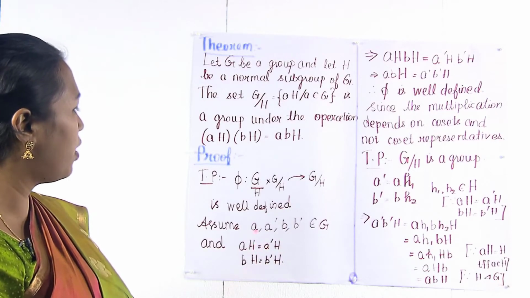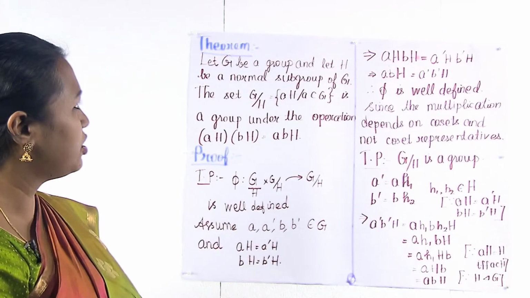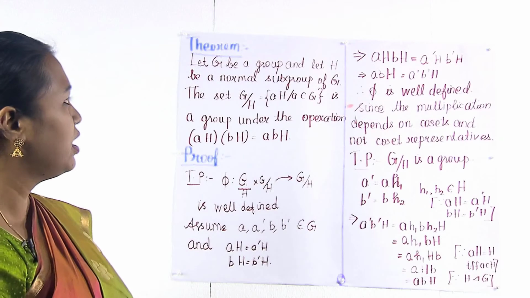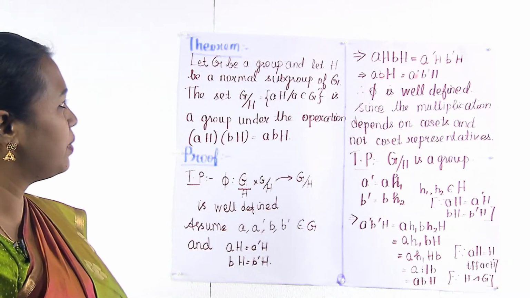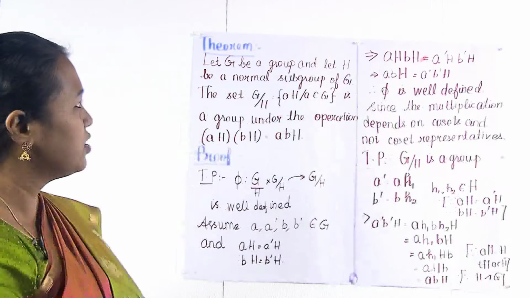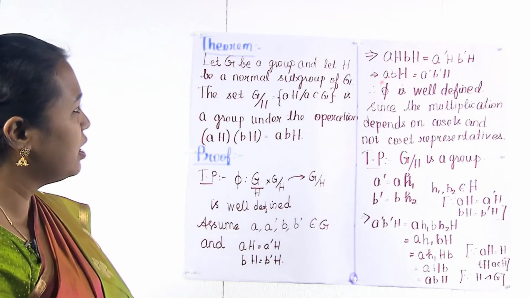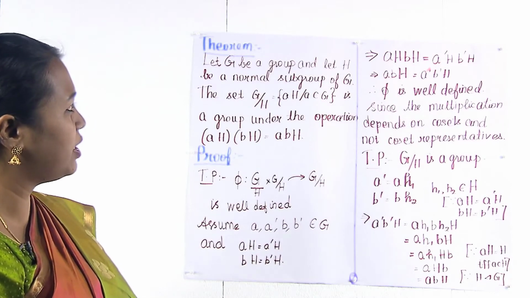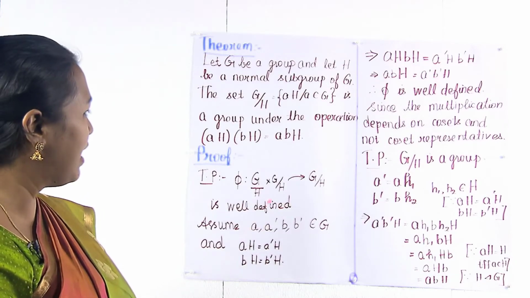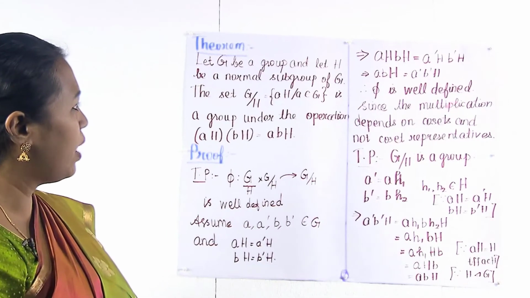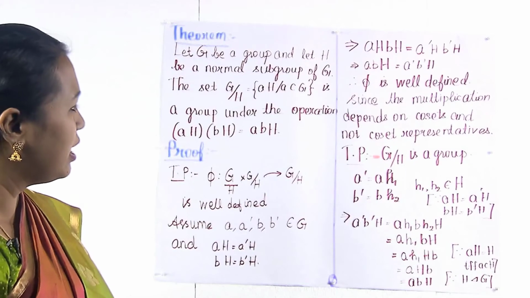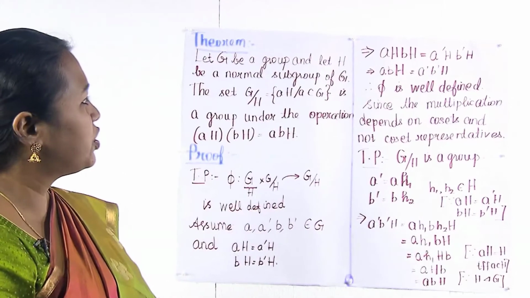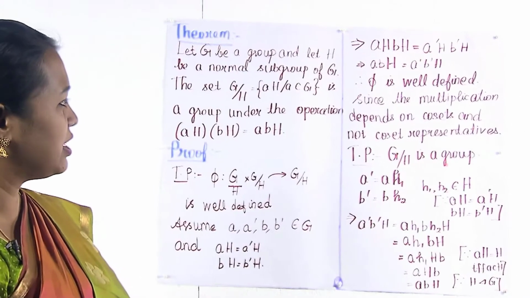So, when you are doing the product of these two elements, aH times bH is equal to a'H times b'H, which is equal to abH is equal to a'b'H. So, this statement implies this statement. So, we have just rearranged the terms here. So, abH is equal to a'b'H. So, clearly it is a well defined operation, and therefore, we now have to show that the multiplication depends on the cosets and not the coset representatives.